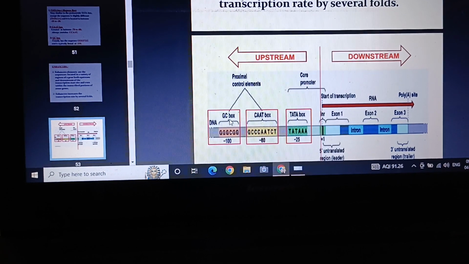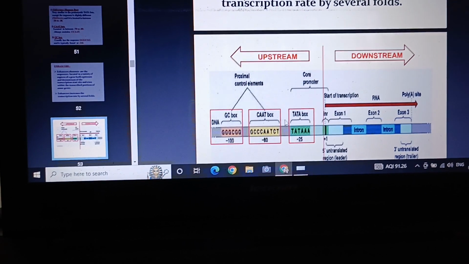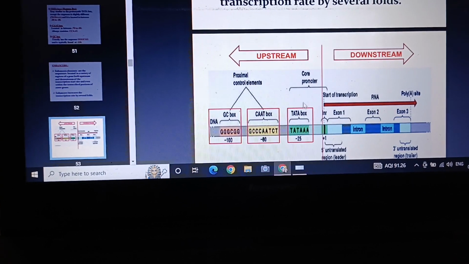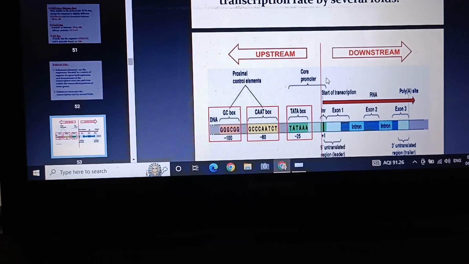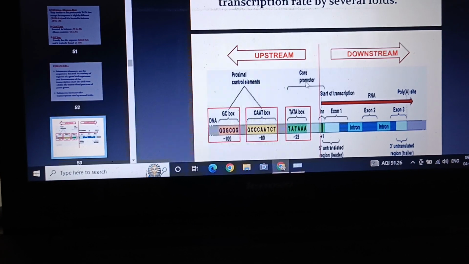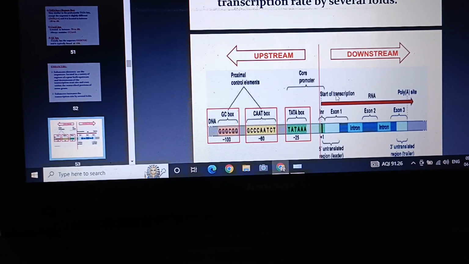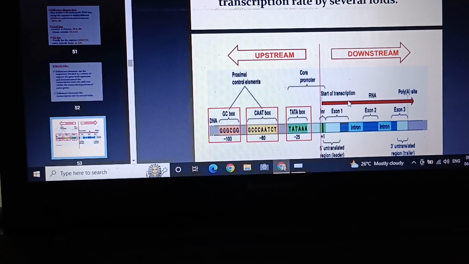So first the GC box, CAAT box and TATA box. These are the proximal control elements, followed by your core promoter. After the core promoter comes your transcription start site.